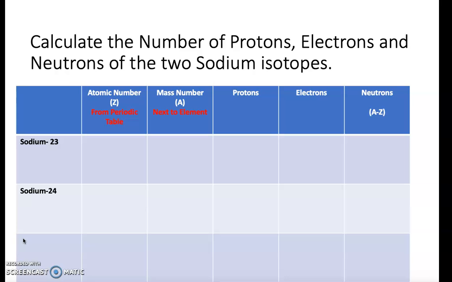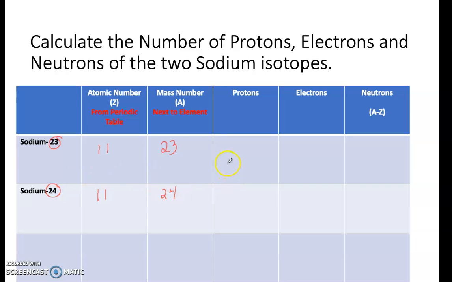The next example is the 2 isotopes of sodium. So we have sodium-23 and sodium-24. On the periodic table, if you look, you'll find that sodium has the atomic number 11. So we write 11 for the atomic number. And they both have the same atomic number. Now the mass number comes from the number after the dash. In this case it's 23. And in this case, for this one here, it's 24.